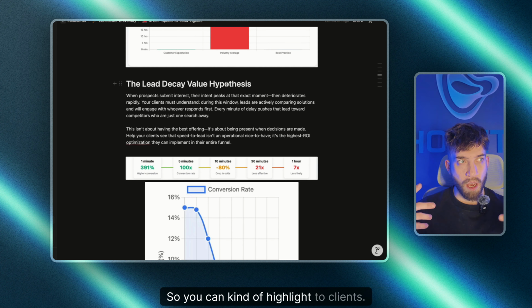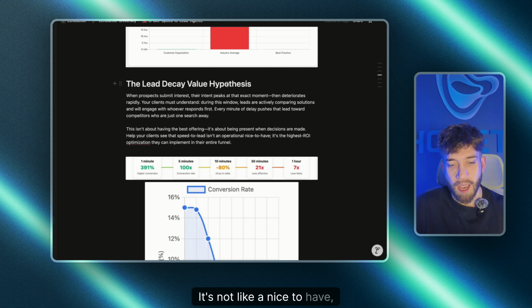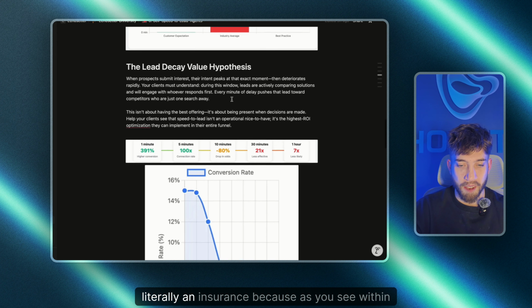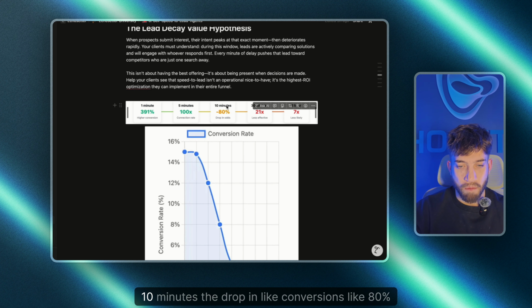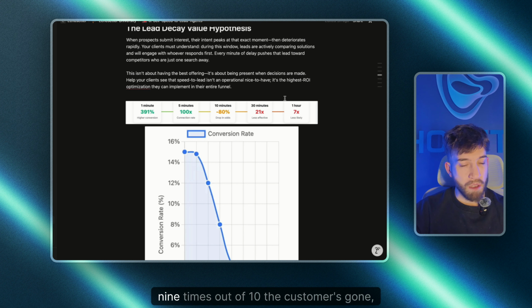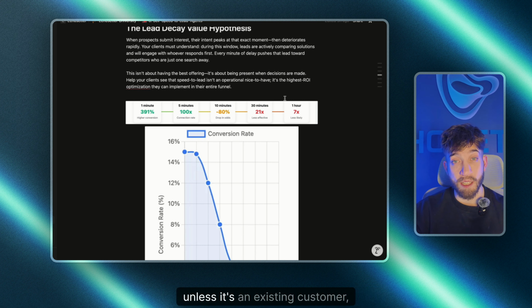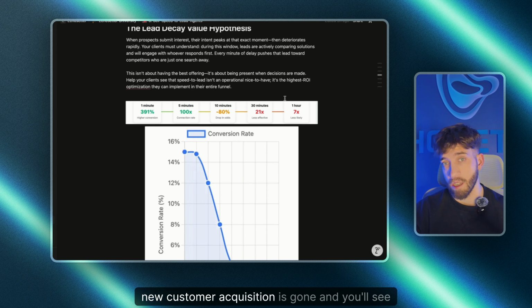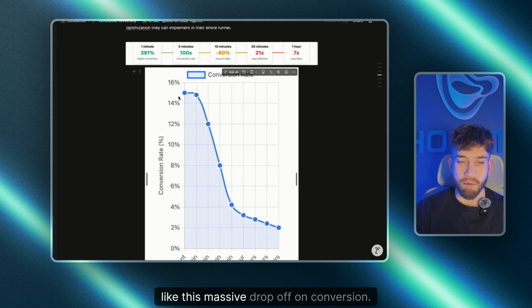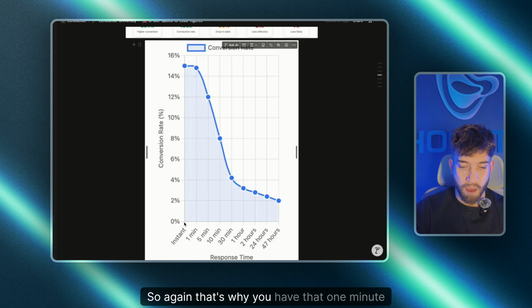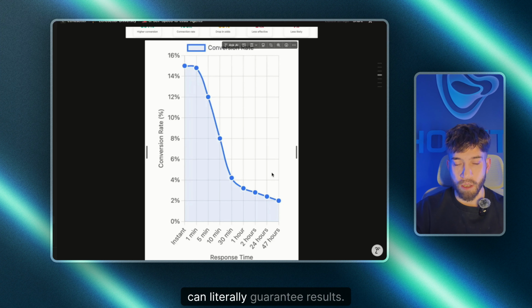So you can highlight to clients, it's not a nice to have, it's literally an insurance, because as you see, within 10 minutes the drop in conversion is like 80%, and after a day, 9 times out of 10 the customer's gone, unless it's an existing customer. New customer acquisition is gone, and you'll see this massive drop-off in conversion. So again, that's why you have that 1 minute compared to what they're doing, you can literally guarantee results.